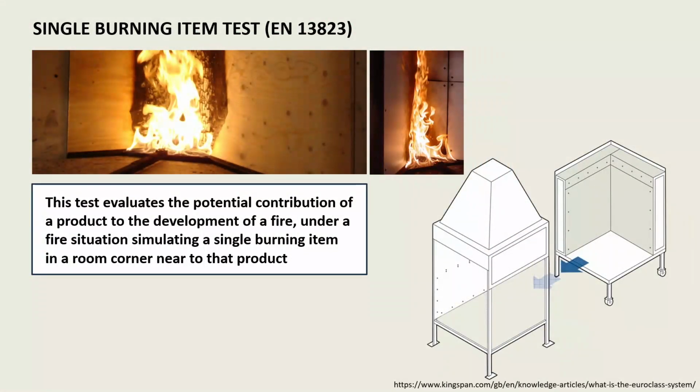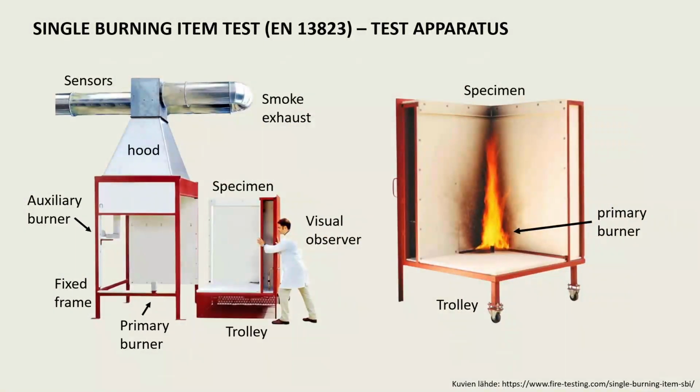This test assesses how much a product might contribute to fire development in a scenario where a single burning item is placed in the corner of a room close to the product being evaluated. In this test, the specimen is exposed to a 30 kilowatt diffusive flame with combustion gases collected by the exhaust hood for analysis. This analysis uses oxygen depletion to calculate the specimen's heat release rate.